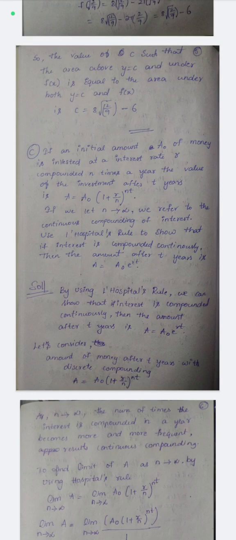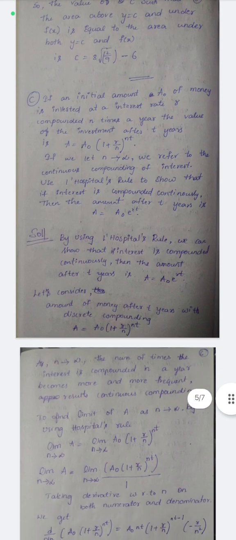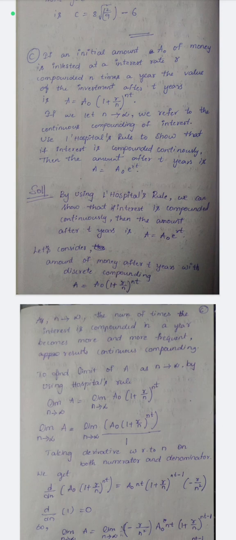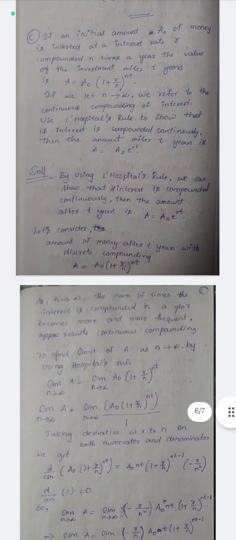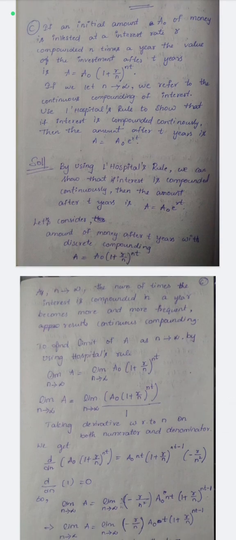To find the limit of A as n goes to infinity, we use L'Hospital's rule. The limit as n goes to infinity of A naught times (1 plus r by n) to the power of nt, using this formula. We are going to take the derivative with respect to n of both the numerator and the denominator, and once we do, we get the value.